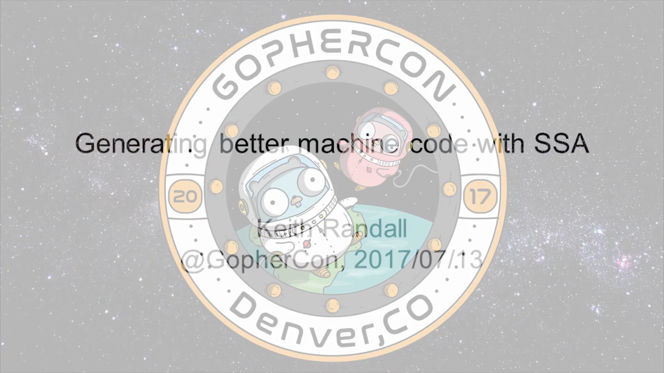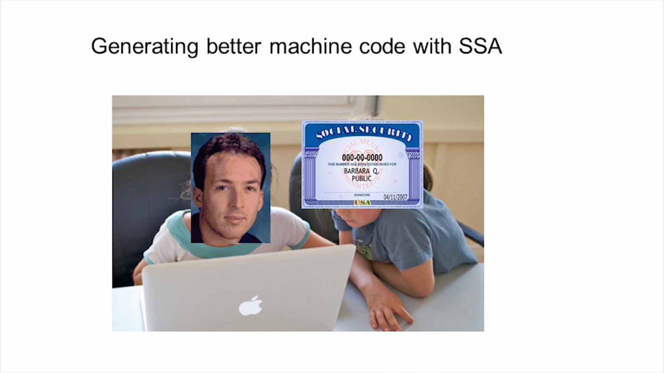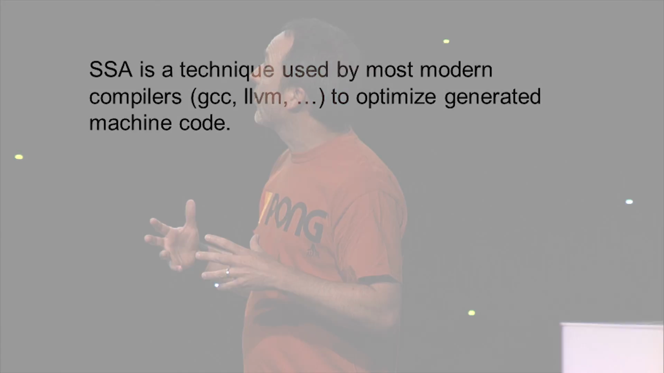Okay, so we talk about generating better machine code with SSA, and this is not the Social Security Administration and I pair programming machine code. What I'm actually talking about is a technique used by most modern compilers to generate better machine code, and it's called SSA. And I'll get into all the stuff about SSA, what it is, and how we use it.